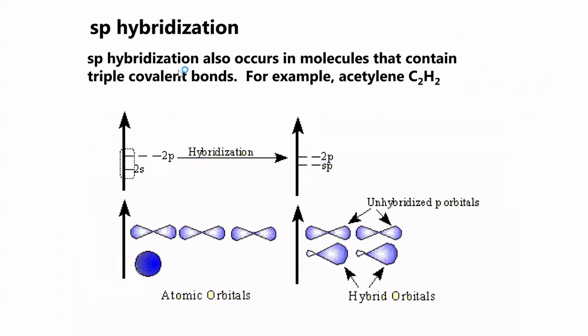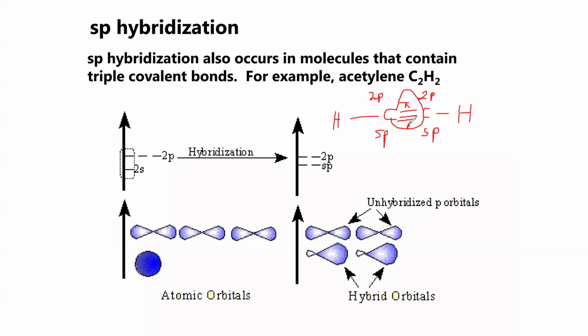So sp hybridization also occurs in molecules that contain a triple covalent bond. For example, acetylene, that is ethyne. There's only one hydrogen here, and also one hydrogen here. The hybridization of this carbon is sp, and the hybridization of this carbon is also sp. So in each carbon, there are 2 p orbitals that are unhybridized. They collaterally overlap. Of course, it has a triple bond. So in acetylene, we have a triple bond, and these p orbitals overlap to form 2 pi bonds.